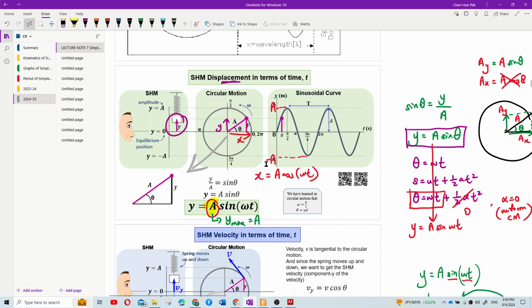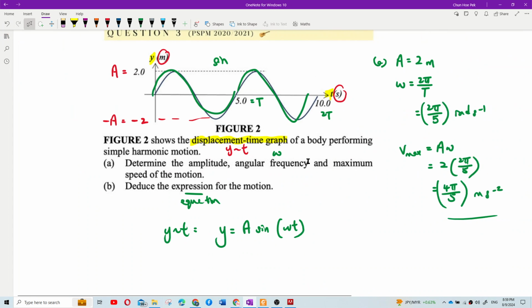So they use cos equation because they use X component instead of our metric syllabus. Our metric syllabus use the Y component. That's why we use the sine omega T, not the cos omega T. Okay, so I hope you are clear for this. Okay, I'll go back to this one. So A sine omega T.